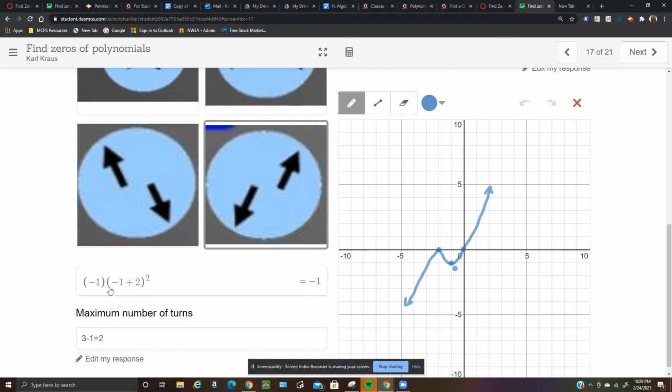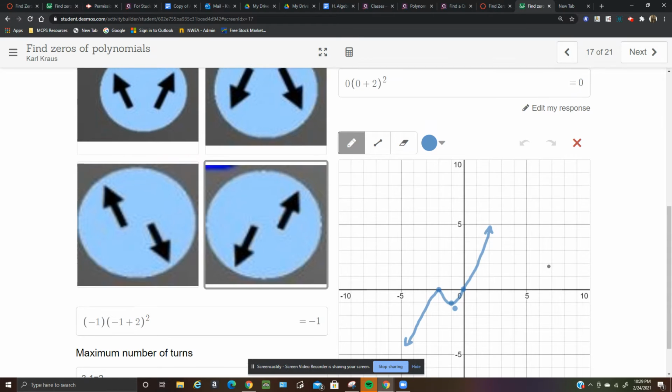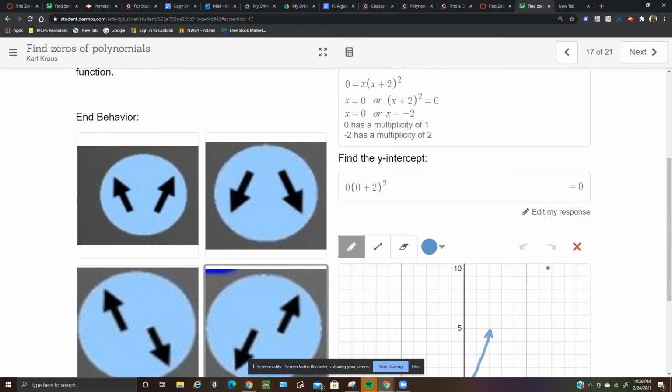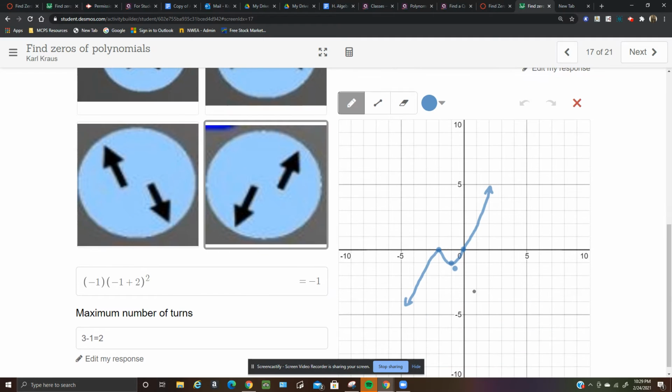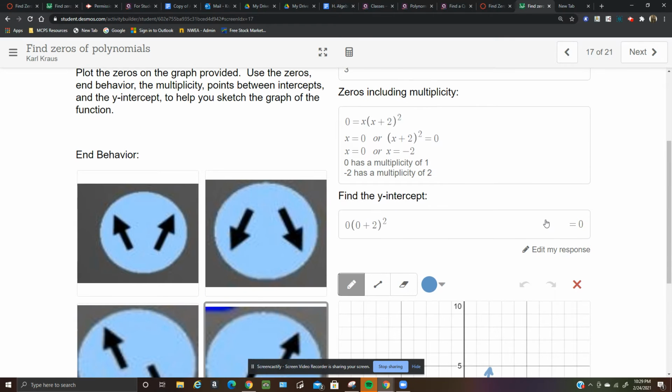If I plug a negative 1 in for x, I get negative 1. Maximum number of turns, 3 minus 1 is 2. So I plot my zeros, 0 and negative 2. I plotted negative 1, and then this comes up here. Multiplicity of 2 bounces off the x-axis. Multiplicity of 1 looks like a line.